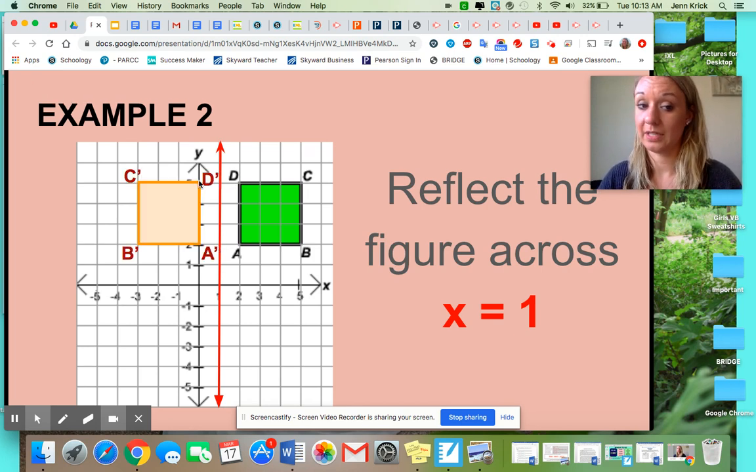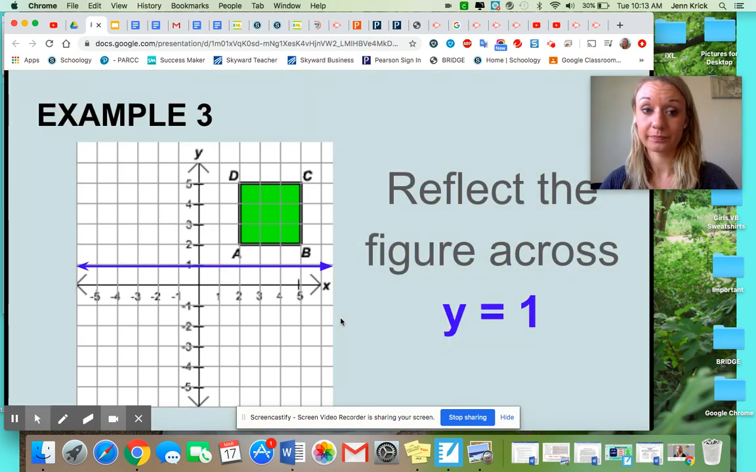D is one away, D prime is one away. A is one away, A prime is one away. For B, I see it's 1, 2, 3, 4 away. So I go back to my line and it's 1, 2, 3, 4 away here. So if you're given a line like x equals 1, just find where x equals 1 on your coordinate plane and drop a vertical line.